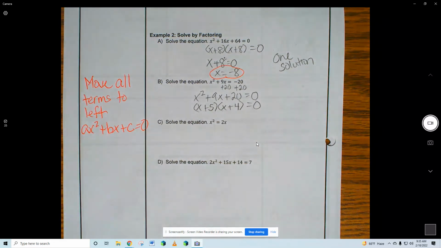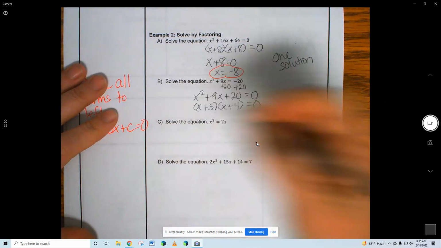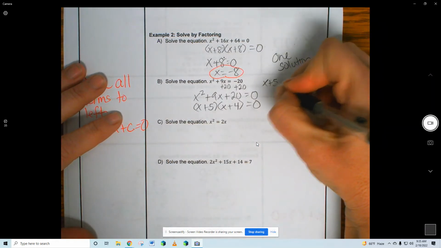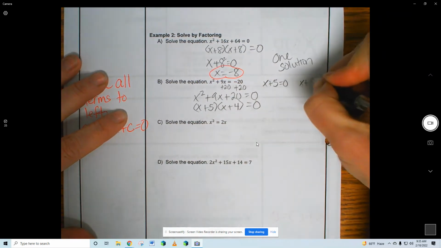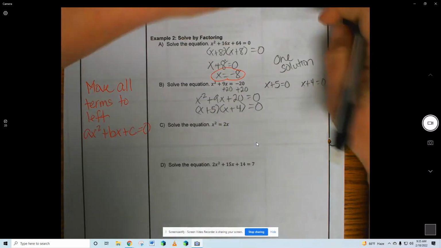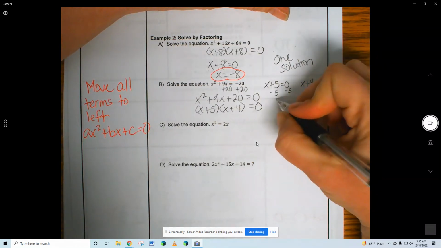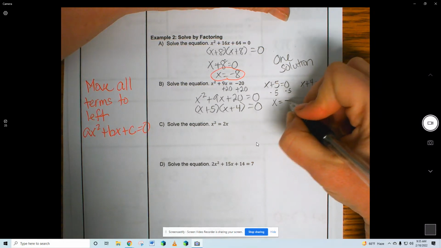Set each parentheses equal to 0. I feel like a broken record. I guess I have to do it up here. X plus 5 equals 0. X plus 4 equals 0. Solve for x. Move the constant over.